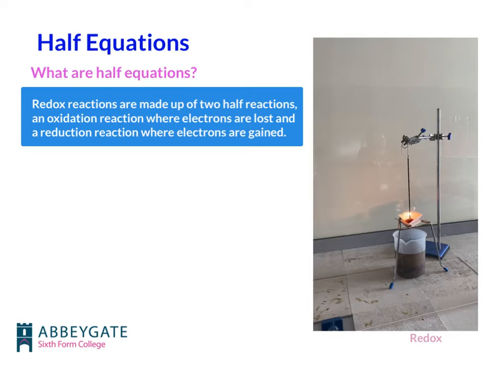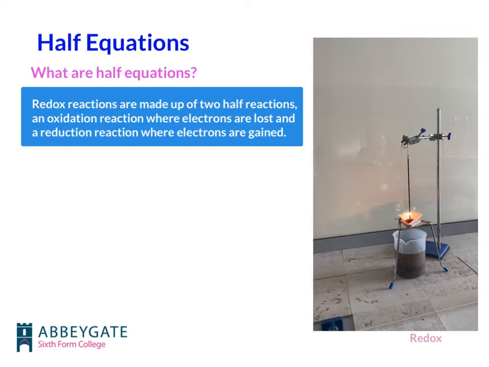Our whole equation is a redox reaction because reduction and oxidation always happen together, and our whole equation can be split into two half equations, one representing the oxidation reaction where electrons are lost, and a second half equation representing a reduction reaction where electrons are gained.